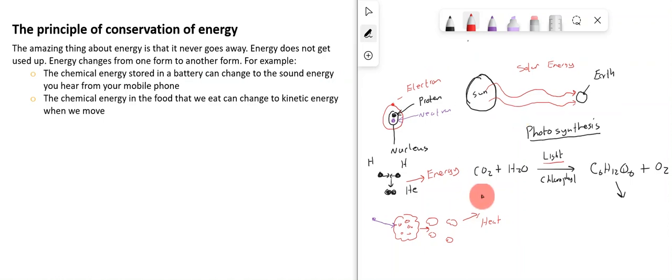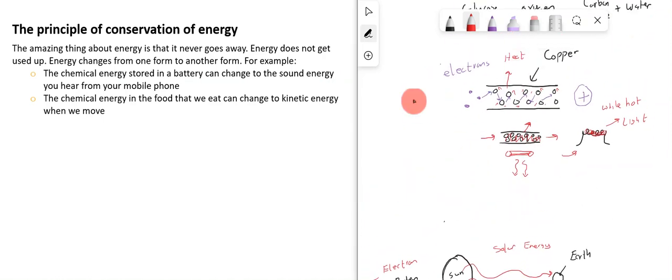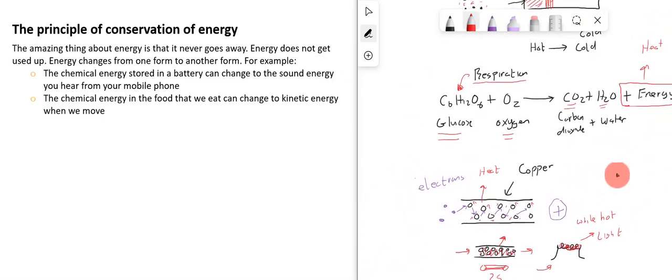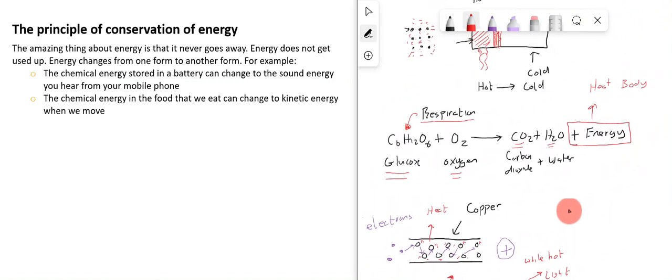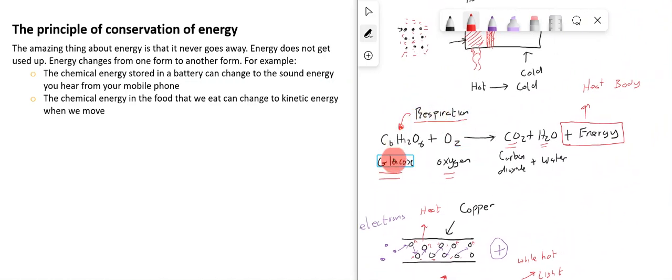So if we remember this example up here, this is respiration, this is how we make our energy. We eat glucose, and we breathe in oxygen, and then through the process of respiration, we make energy. Then we can use that energy, for example, it can be changed into kinetic energy when we walk around. Where do we get the energy to walk around? It comes from our food. Specifically, it comes from the energy that's in glucose.